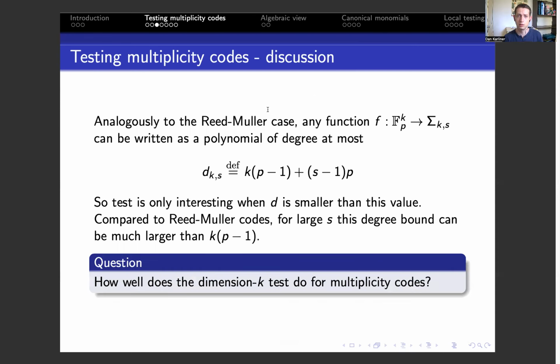So what about testing multiplicity codes, local testing? Analogously to Reed-Muller codes, any function in the multiplicity setting is equivalent to one of degree at most k times (p minus 1) plus (s minus 1) times p. So again, this test is only interesting when the degree parameter d is smaller than this value. Compared to Reed-Muller codes, for large s, this degree bound could be much larger. So we could hope that the k-dimensional test is effective up to much larger degrees than in the Reed-Muller case.